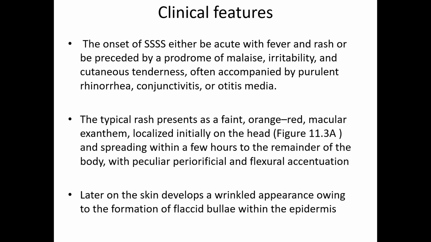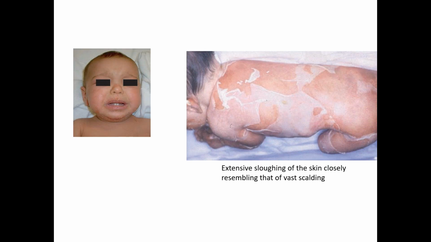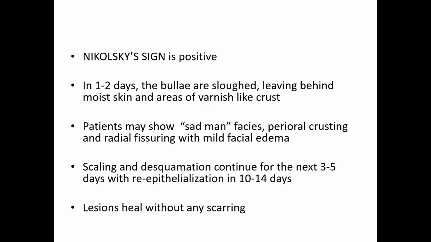The typical rash presents as a faint orange-red macular exanthem, localized initially on the head and spreading within a few hours to the remainder of the body. The peculiar periorificial and flexural accentuation is seen. The skin develops wrinkles owing to the formation of flaccid bullae within the epidermis. So this is the picture. Nikolsky sign is again positive here.